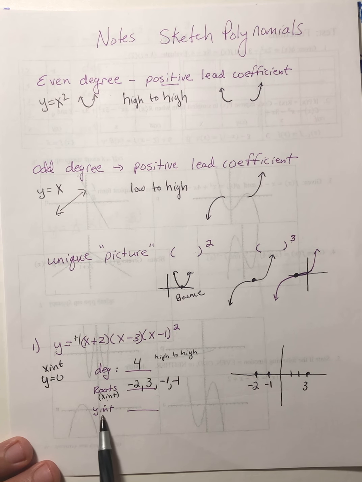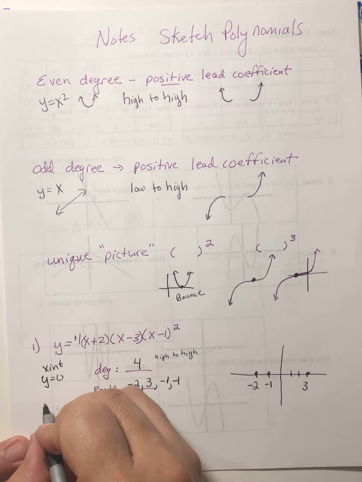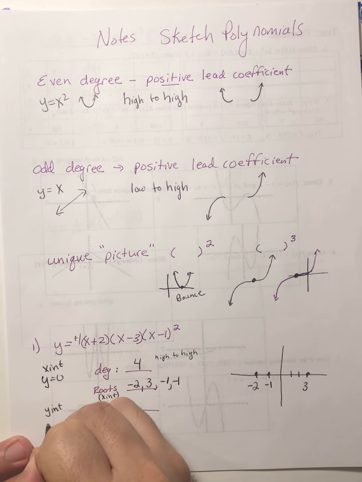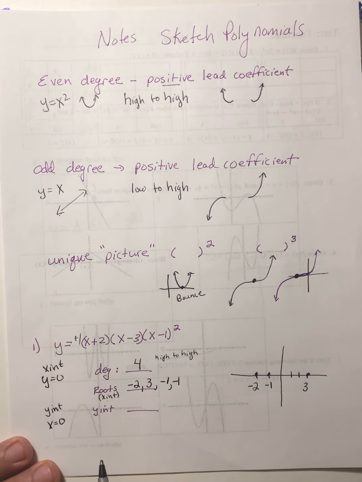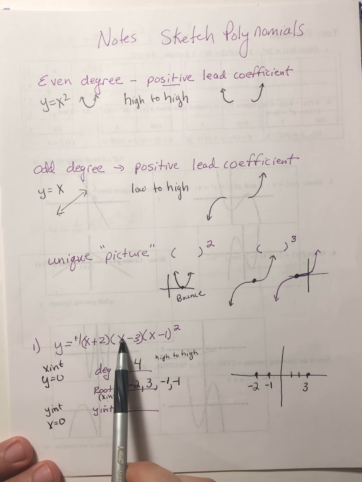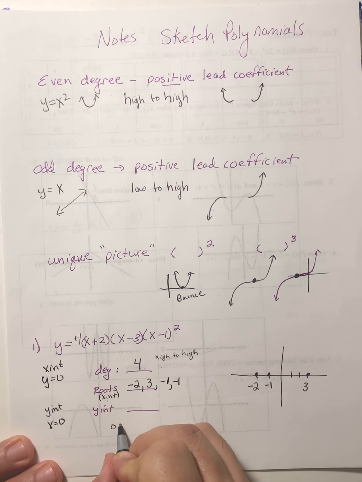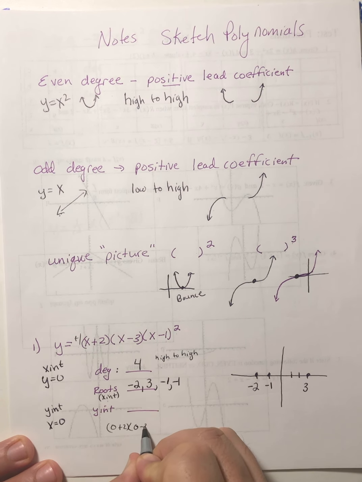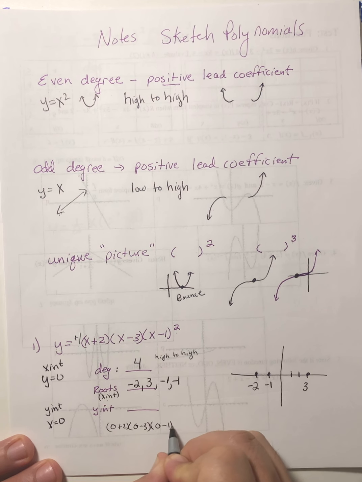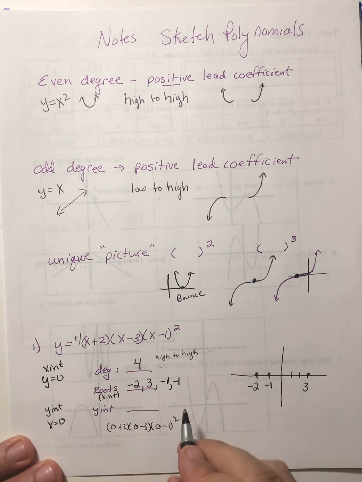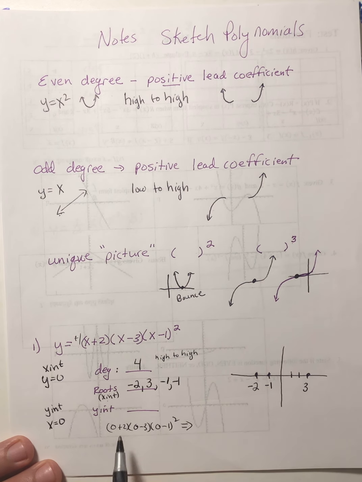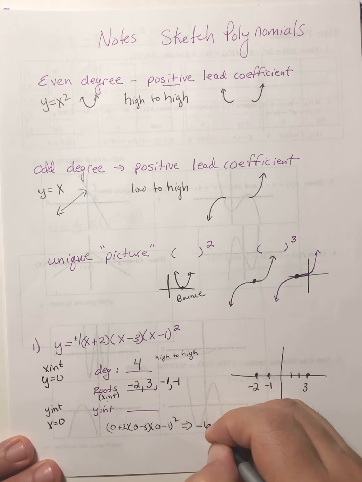All right, now the y-intercept. In order to find the y-intercept, x has to equal 0. So literally plug in zeros for all of your x's. So 0 plus 2 times 0 minus 3 times 0 minus 1 squared. And you have to crunch this out to get the y-intercept. So 2 times -3 times -1 squared. -1 squared is 1. So we're looking at -6 for a y-intercept.